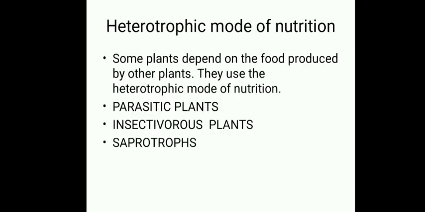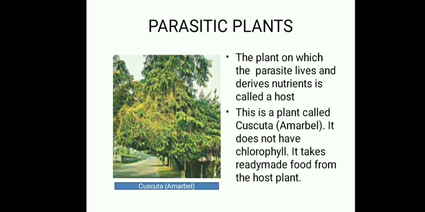Now, let us discuss the different types of, as I told you, most of the plants can produce their own food, but there are some examples of plants which depend on others for their food. So, they are heterotrophic plants. We'll study some of the heterotrophic plants like parasitic plants, saprotrophs, and insectivorous plants. First, we will discuss parasitic plants.